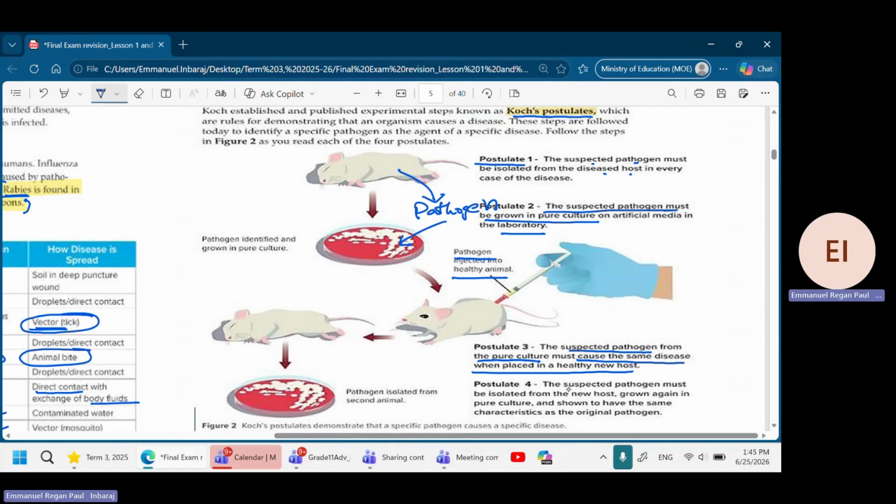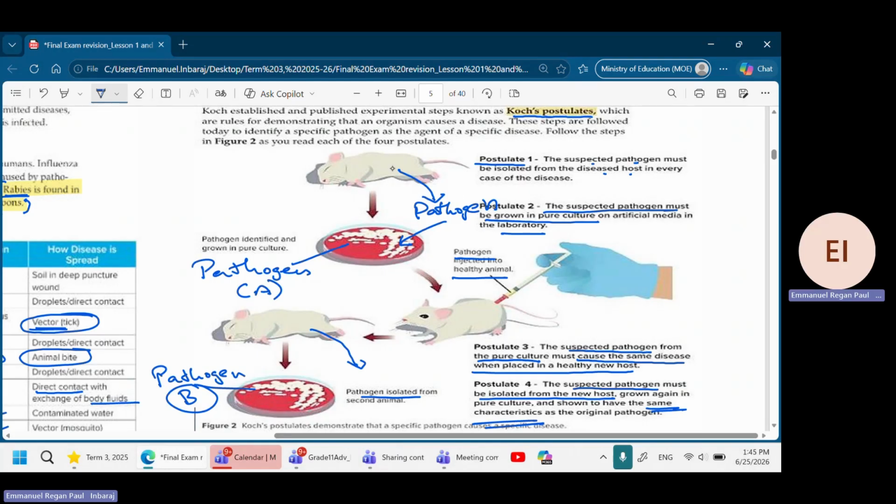Okay, number 4. The suspected pathogen must be isolated from the new host. See? So now they are taking the pathogen from the new host and they are growing it in the culture medium. So what should happen? The pathogen that is grown here, let's say B, and the pathogen that is grown here, let's say A, these two pathogens should have the same characteristics. These are the 4 postulates. Okay, so these are called the Koch's postulates.